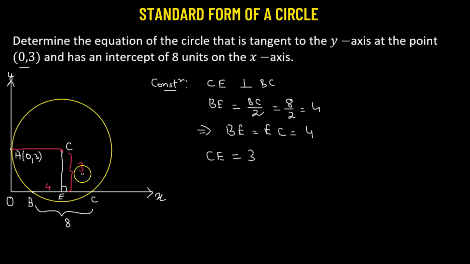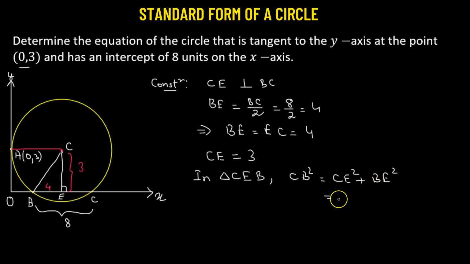Now that we have the lengths, we will try to find out the radius of the circle. The radius of the circle, which is given by CB, so we will consider the right angle triangle CEB. It is right angled at E. Using the Pythagoras theorem, we have CB squared equals CE squared plus BE squared. So CE value is 3, so we have 3 squared added to BE squared, which is 4 squared. Now solving this, we get 5 squared. So CB squared comes out to be 5 squared, and that means CB equals 5 units, and CB being the radius, our radius of the circle comes out to be 5 units.